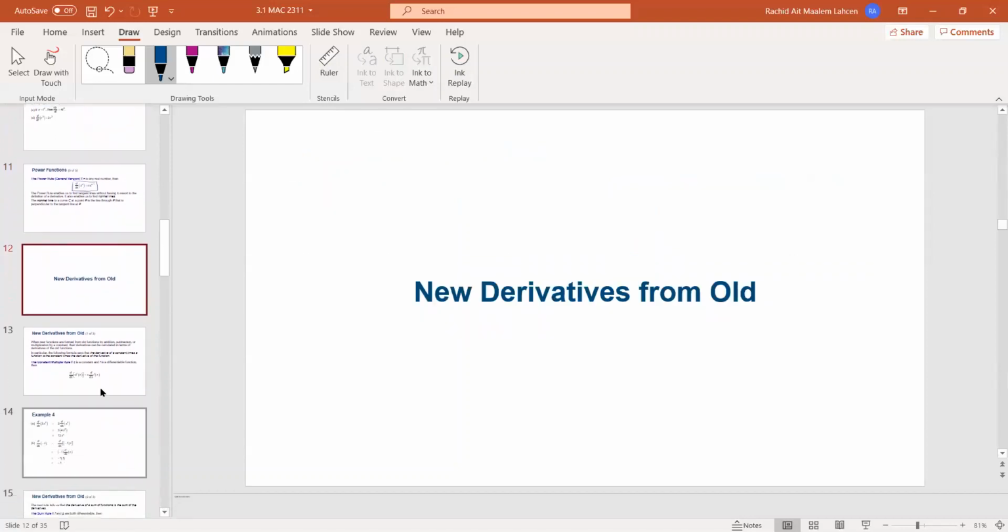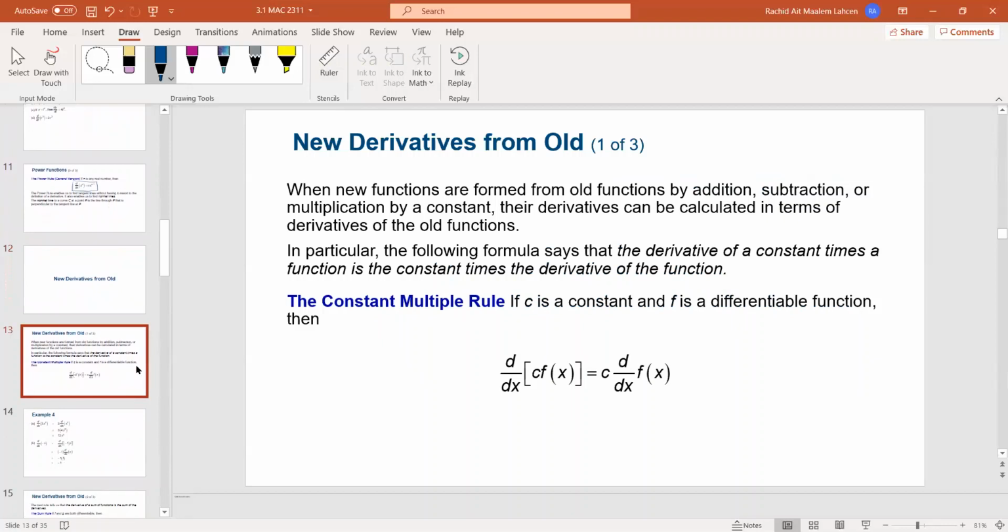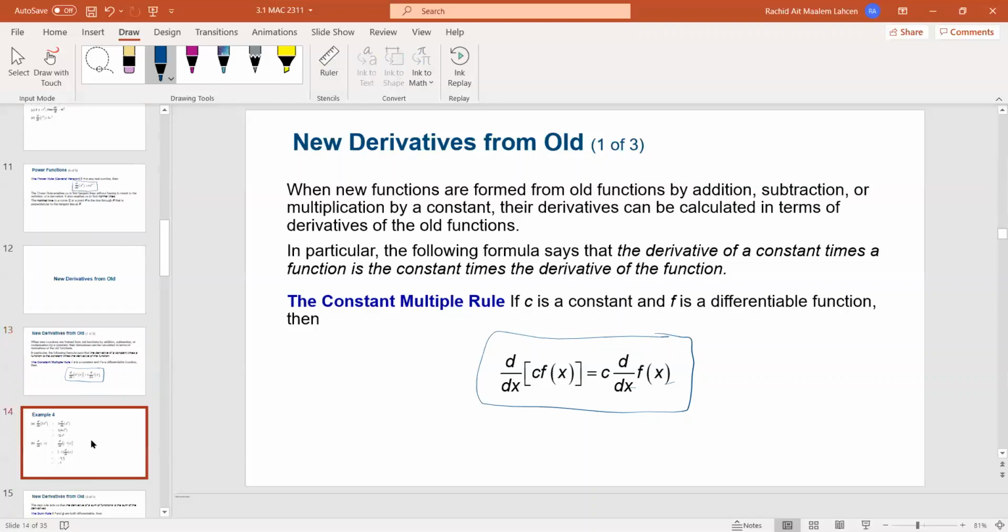So what are the new derivatives from the old? When new functions are formed from old functions by addition, subtraction, or multiplication by a constant, their derivatives can be calculated in terms of derivatives of the old functions, right? So if we know the old functions and now you have a combination, then you can break them apart or apply the rule to still use the rules of the old functions. If you have a constant, then you can just put that constant outside. The derivative doesn't apply to it, and you just do the derivative of f of x with respect to x.